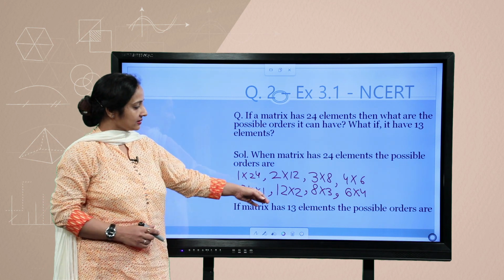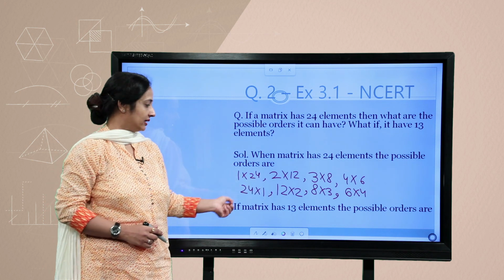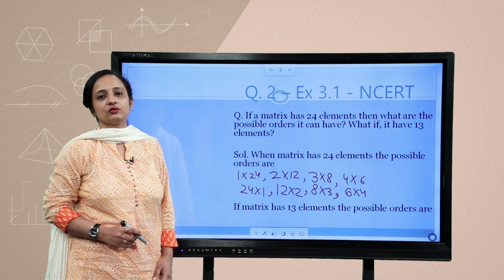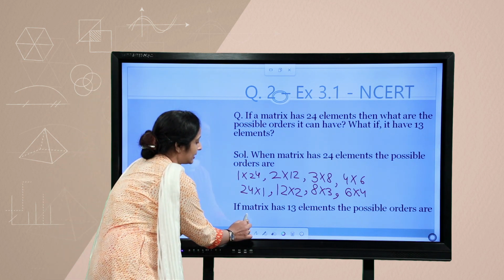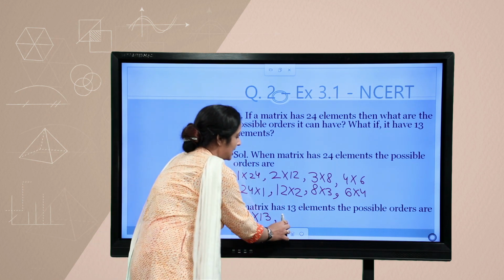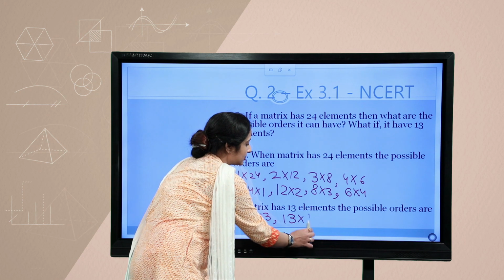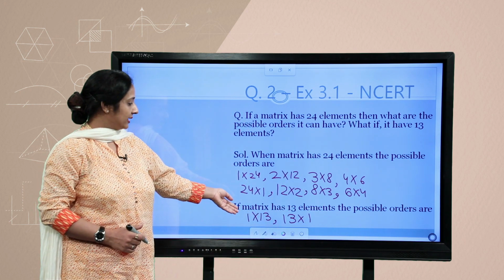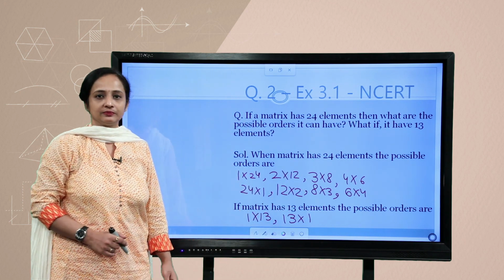The second part says, if the matrix has 13 elements, how many possible orders can we have? Since 13 is a prime number, we can have just 2 factors, and that is why we can have just 2 possible orders, 1 by 13 and 13 by 1.